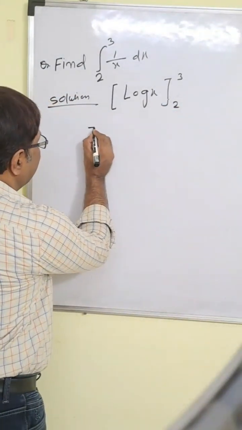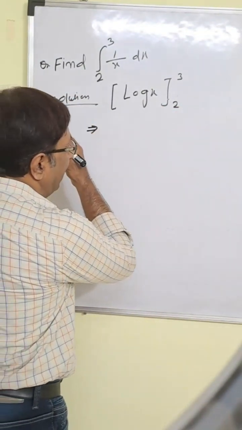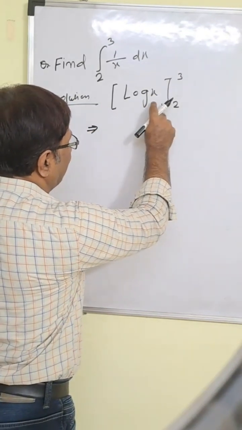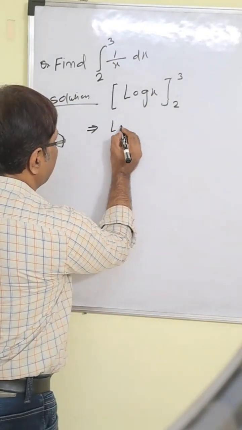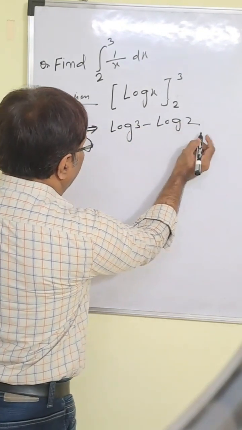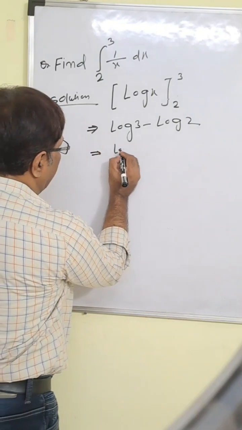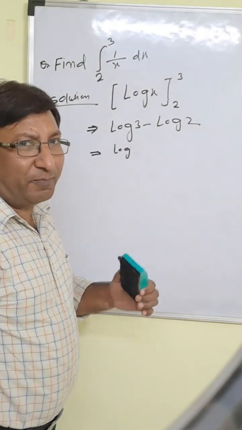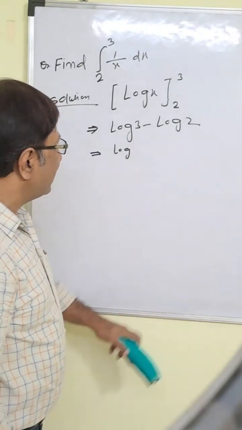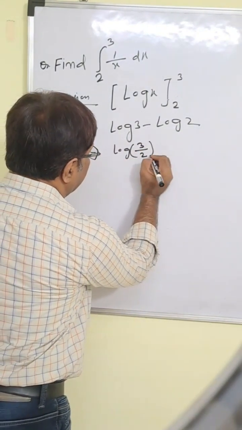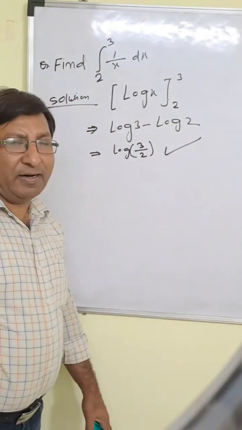Now the next step is what? Just put the value of x for the upper limit minus the value of x for the lower limit. So this is log 3 minus log 2. So we can write log x minus log y as what? Log x upon y. So log 3 minus log 2, we can write as log 3 by 2. This is our correct answer.